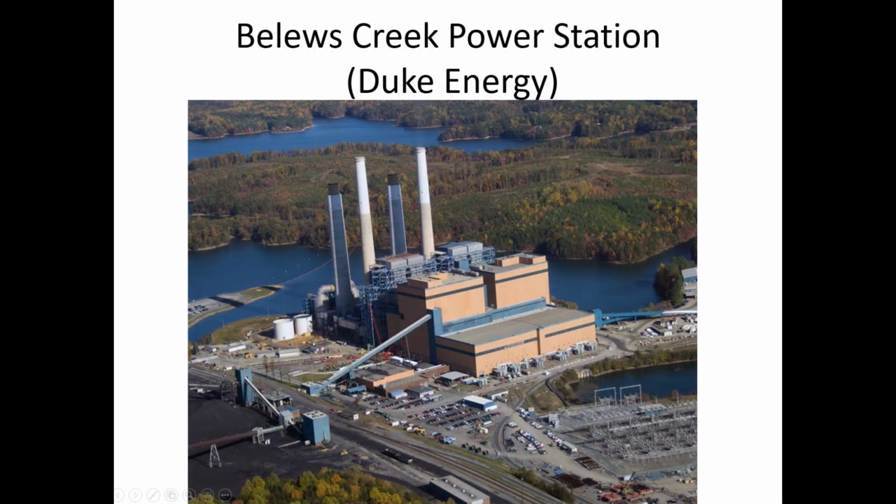This is the coal-fired Belews Creek Power Plant, located just north of Greensboro, North Carolina. It is one of the largest and most efficient coal-fired plants in the country. However, every day they burn the coal from a mile-long coal train. This plant releases 35,000 tons of carbon dioxide every day.